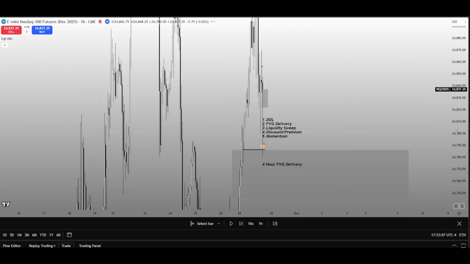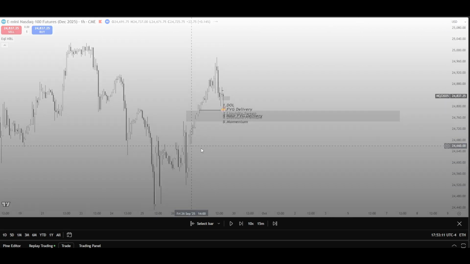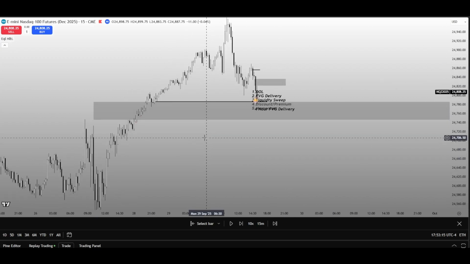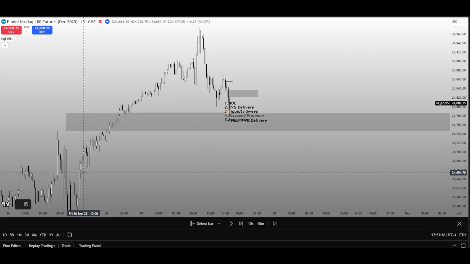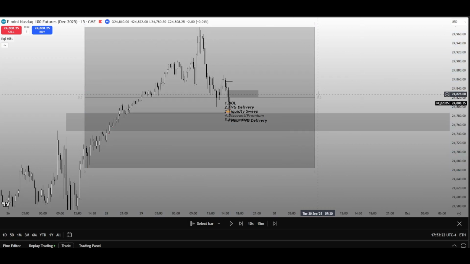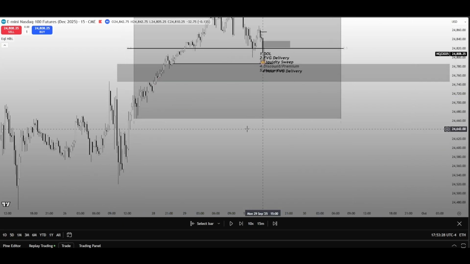Okay, so if we go to the higher time frame, let's go to this 50-minute. Discount / premium is a little tricky in this range, but what I would use is this swing low to this swing high. You can see this is the 50%. So this middle line is our discount. So below here is discount, above here is premium.